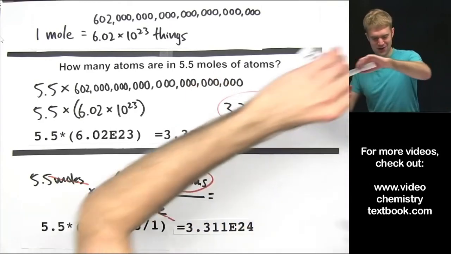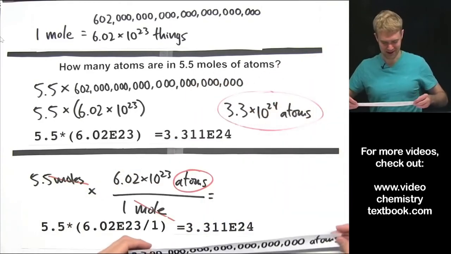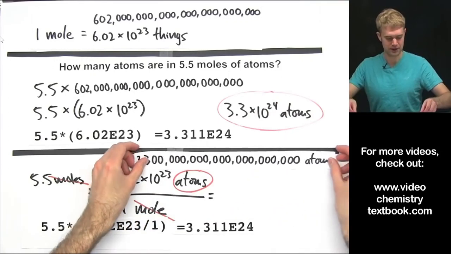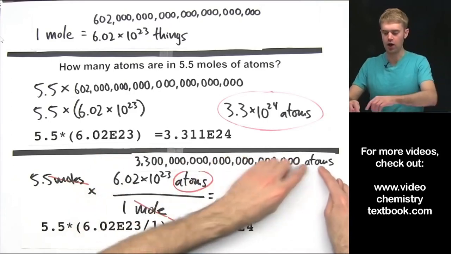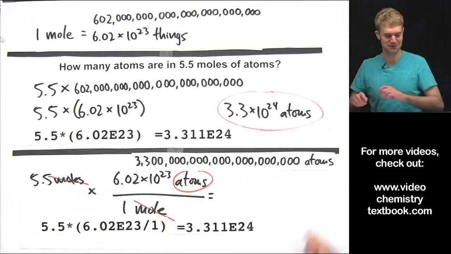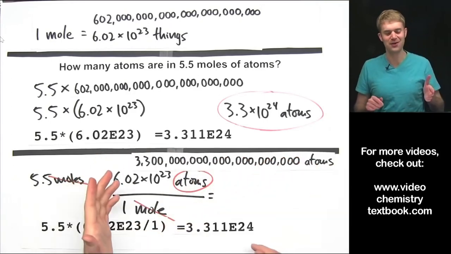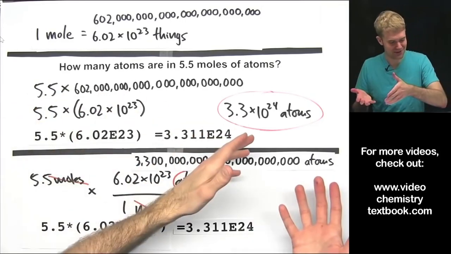Now once again, don't forget that 3.3 times 10 to the 24th is just an abbreviated version of this very long number of atoms. Okay, so that's how we go from moles to, say, atoms.